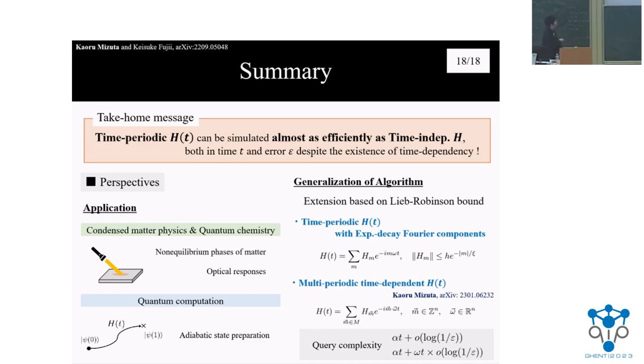For example, we can also consider time-periodic Hamiltonians with exponentially decaying Fourier components like this form. And we can also consider periodic time-dependent Hamiltonians where the frequency is designated by an n-dimensional vector. In these cases, we can also obtain additive query complexity like these forms. So we are interested in how large a class of time-dependent Hamiltonians can be efficiently simulated in a similar manner.